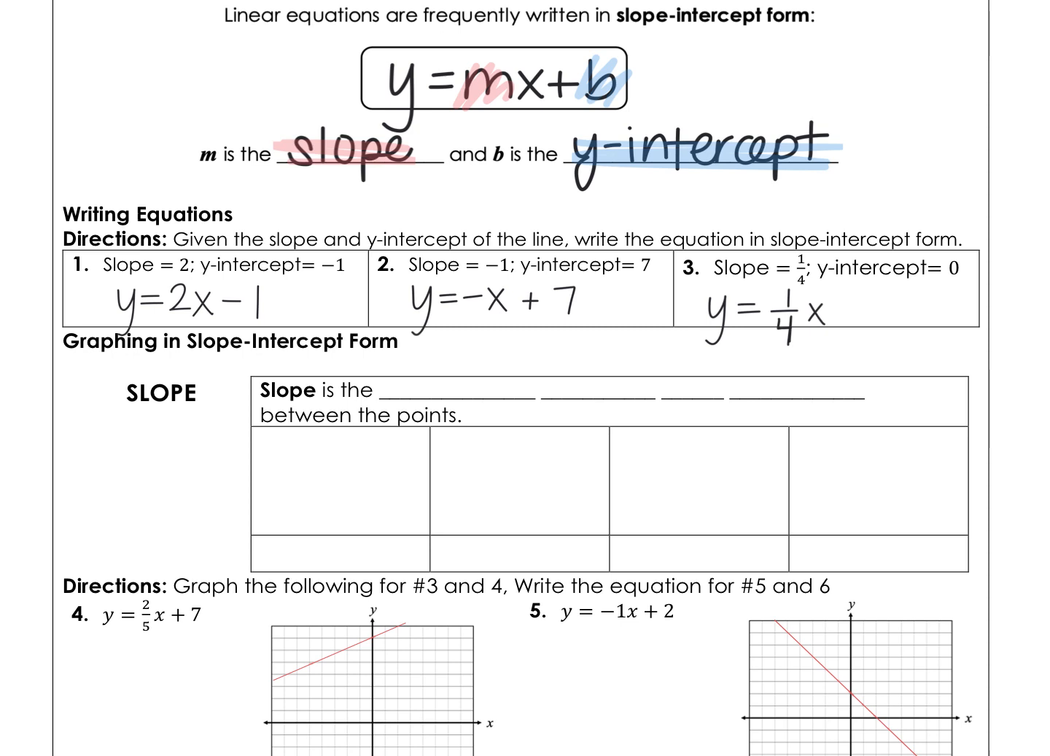Okay. Slope is the constant rate of change. Did I lock it in? I did. Constant rate of change. You've been doing slope since like 7th grade. So you can call it rate of change, you can call it slope, it's all the same.